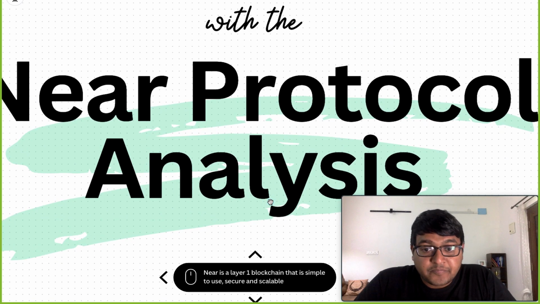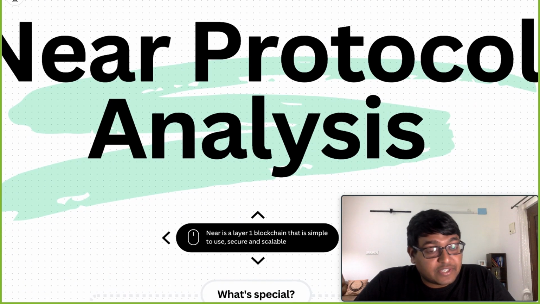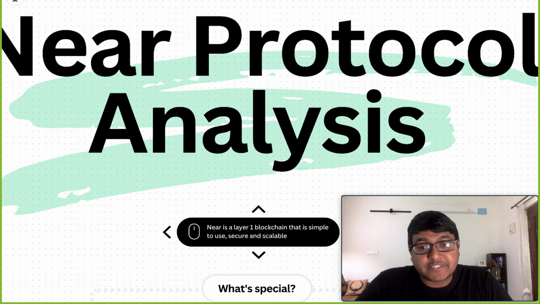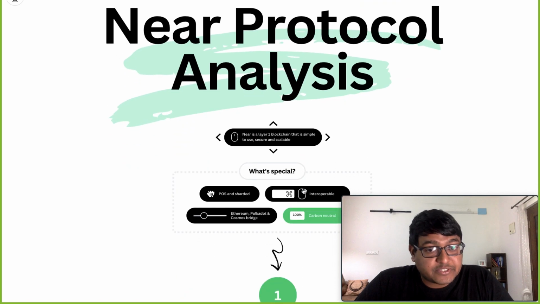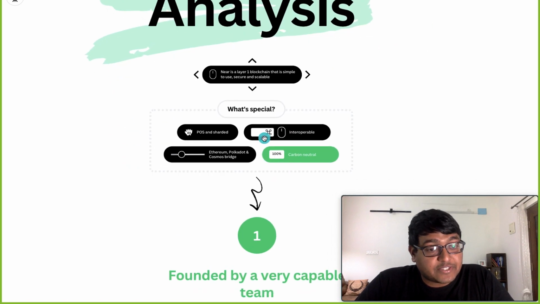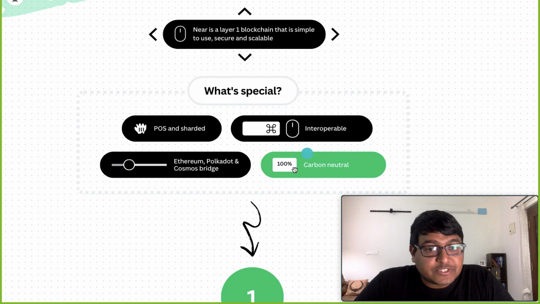So what is NEAR? To begin with, NEAR is a layer one blockchain that is secure, easy to use, and scalable, right? That's what they are claiming. What's special about them? Well, a few things, starting with the fact that they are carbon neutral. NEAR is 100% carbon neutral. They use something called proof of stake and sharding. Those are the two technologies that they use.